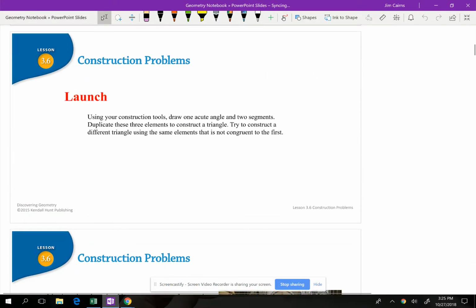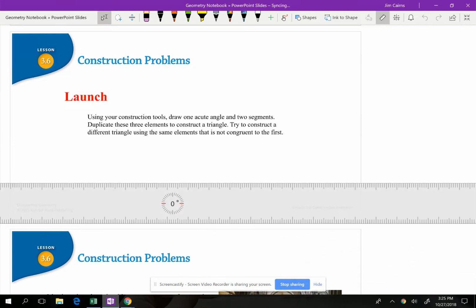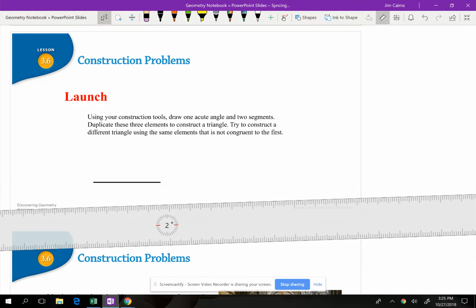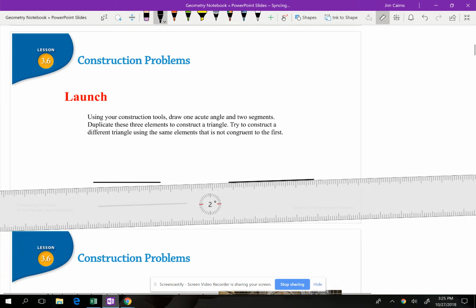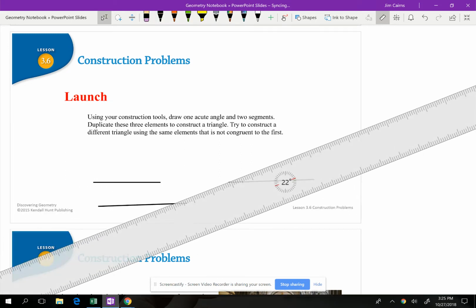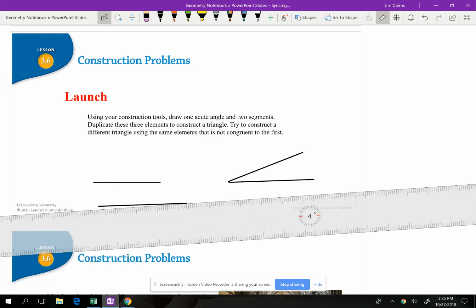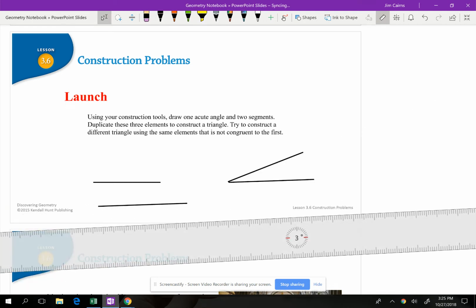So to launch, it says use your construction tools to draw one acute angle and 2 segments, and duplicate these 3 elements to construct a triangle. And so draw 2 random segments and then an angle. And then you're basically going to go ahead and combine these to draw a triangle.